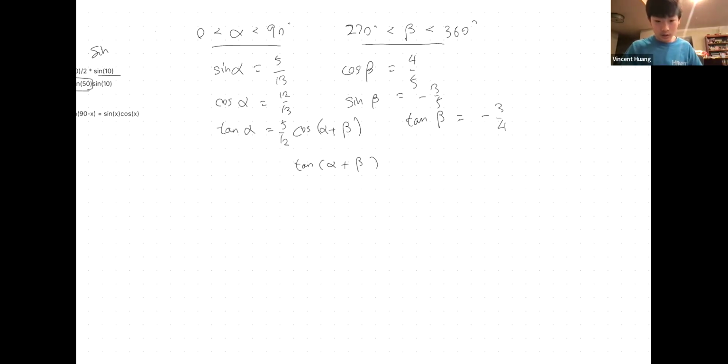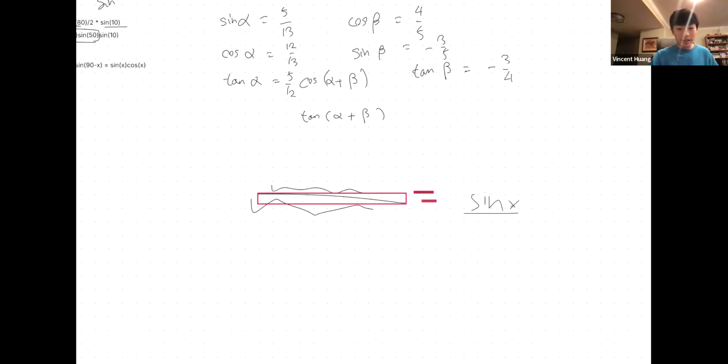Okay, so proof questions. Let's say you have some complicated expression here, and you have exactly one single trig function here. So this complicated expression, with maybe a fraction as well, is equal to sine x. Logically, it's going to make sense that you try to simplify the extremely complicated side.